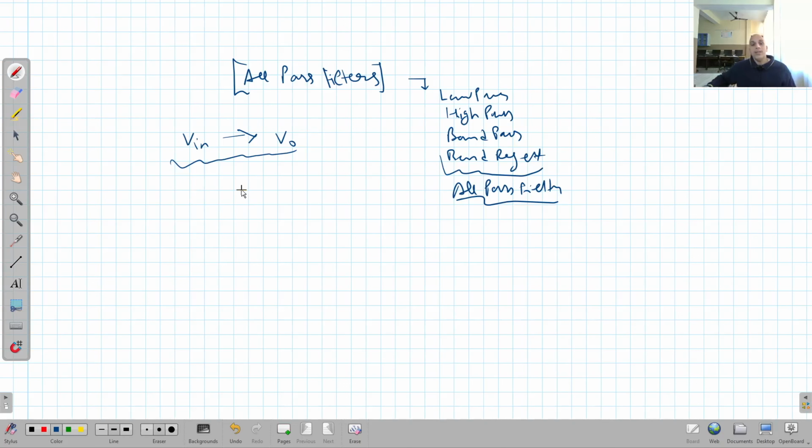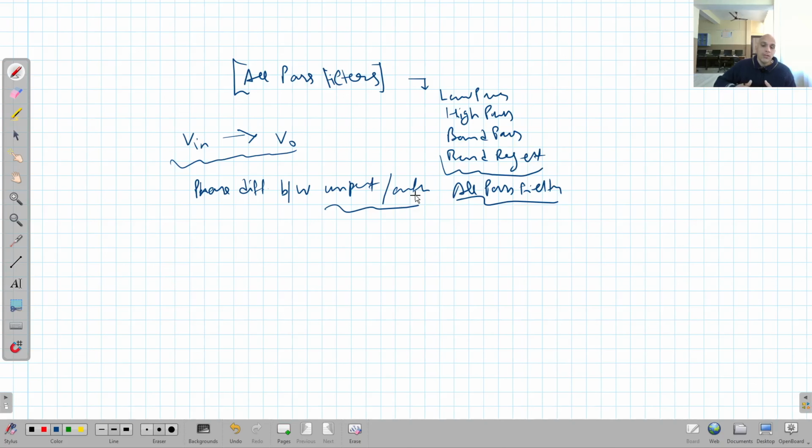This is a very important property of this type of filter, that it induces a phase difference between the input frequencies and output frequencies. Clear? So this is a very important parameter. Although it doesn't attenuate or suppress any frequency, it creates a phase difference between the input and output for the different frequencies.